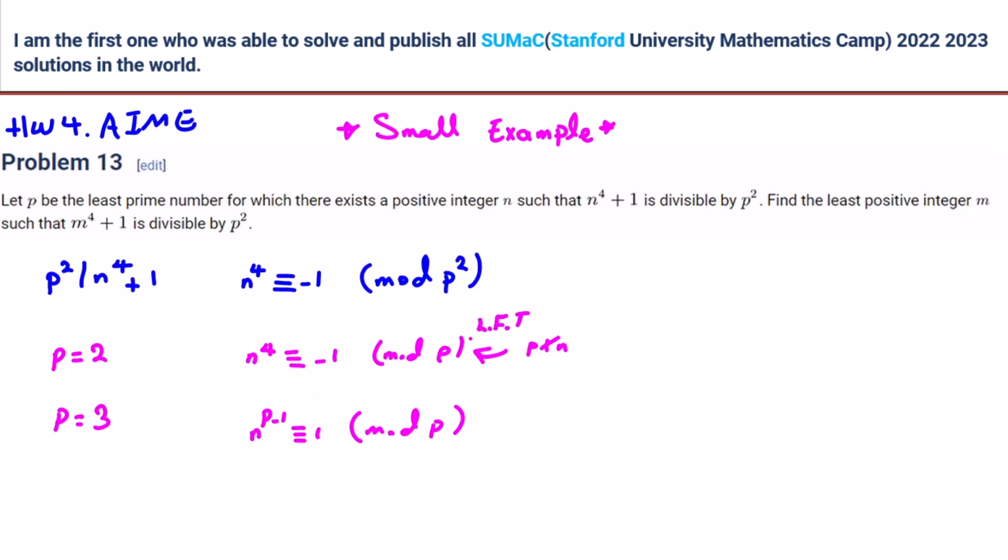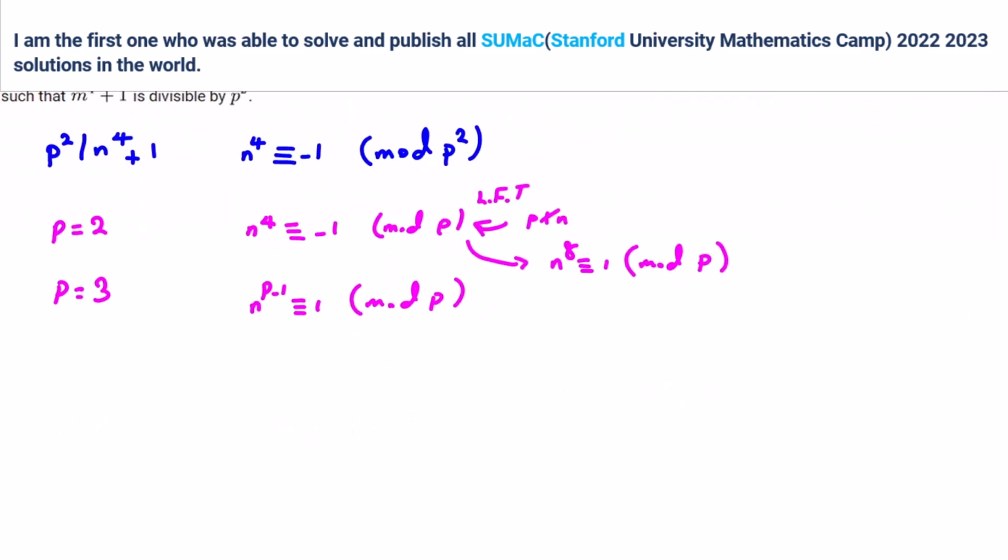If p divides n to the 4 plus 1, then p divides n to the 8 minus 1. From here n to the 8 is 1 mod p. And now I have it in that format: p divides n to the GCD of p minus 1 and 8, minus 1. You used n to the p minus 1 minus 1 and n to the 8 minus 1, which gives n to the GCD of 8 and p minus 1, minus 1, right?